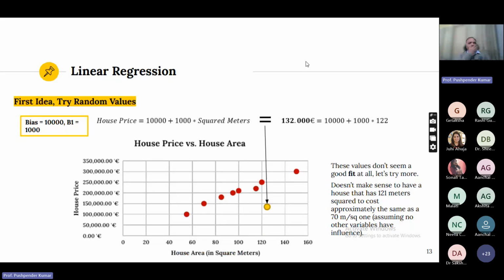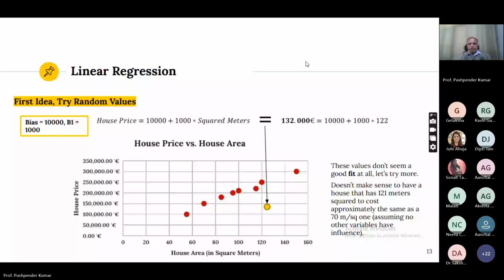Try random values. Let us try alpha 10,000 and beta 1,000. The price is 10,000, and then 1,000, and we get an output of 132,000. Is it the right way? Is it the best fit? When you draw this, 132,000 is far below the line, right?